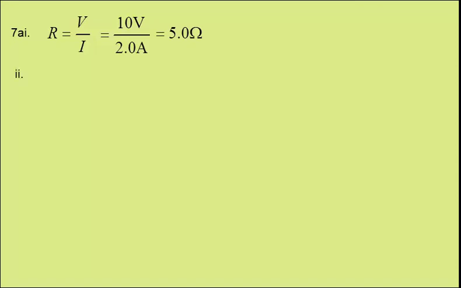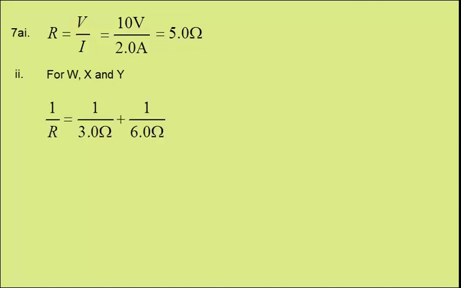In part 2, we're told all the resistors have the same resistance. We need to show that our answer is consistent with them having a resistance of 3 ohms. Well, for W, X and Y, we have W and X in series, but then in parallel with Y. So 1 over the total resistance is 1 over the resistance of Y, plus 1 over the resistance of W and X in series with the resistances adding.